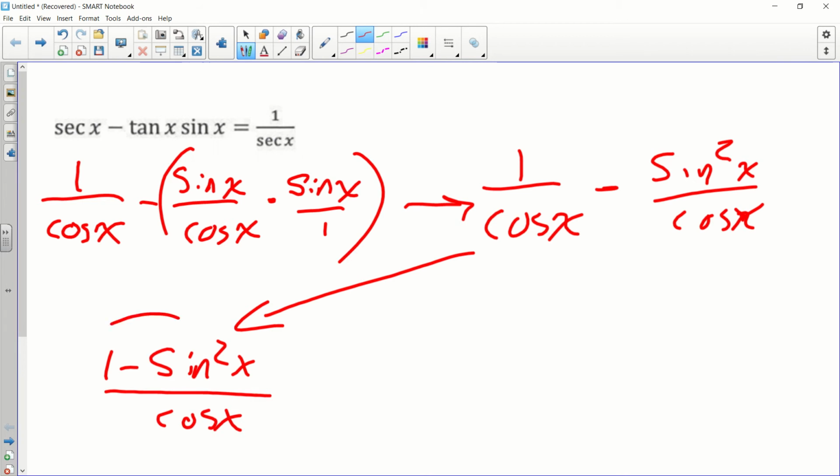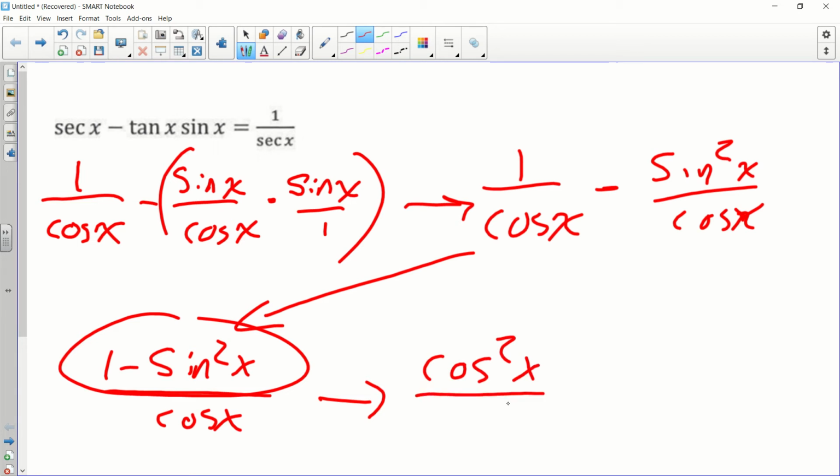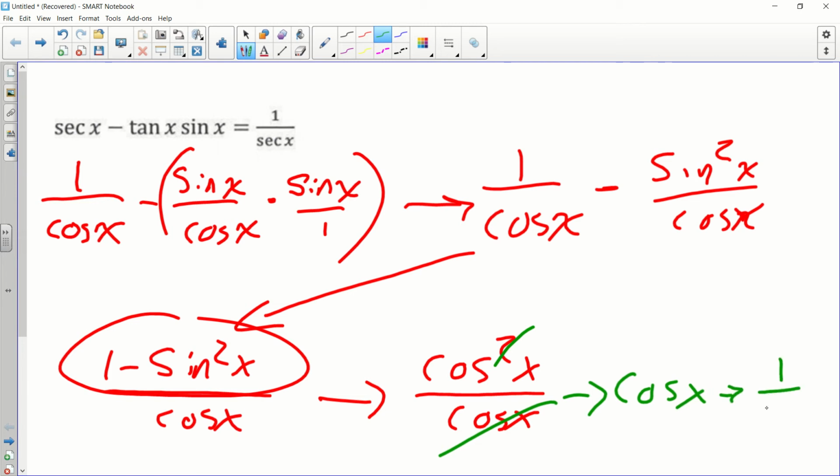And we should recognize this numerator. 1 minus sine squared of x is one of our Pythagorean identities. That is equivalent to cosine squared of x. I now have the ability to cross out. I have cosine times cosine on the top. So I'm going to get rid of one of those and the one on the bottom, which leaves me with cosine of x. And your reciprocal identity for cosine of x is 1 over the secant of x. And that is what I am trying to prove.